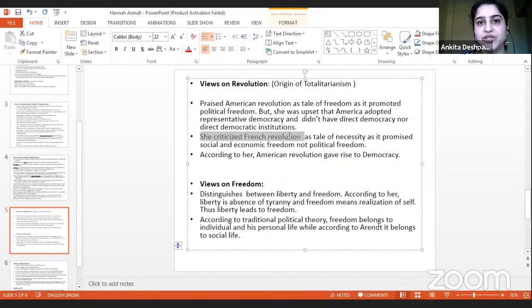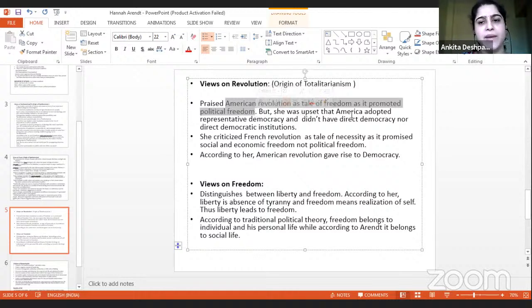But the French Revolution, which took place from 1789 to 1799 in France, led to Napoleon Bonaparte coming to power and dictatorship being created. She says it was a tale of necessity. Why? Because the French Revolution did not give importance to political freedom, it gave importance to social and economic freedom. These are Hannah Arendt's views. You just have to write them. So she criticized the French Revolution because it gave importance to social and economic freedom, as against praising the American Revolution because it upheld political freedom.